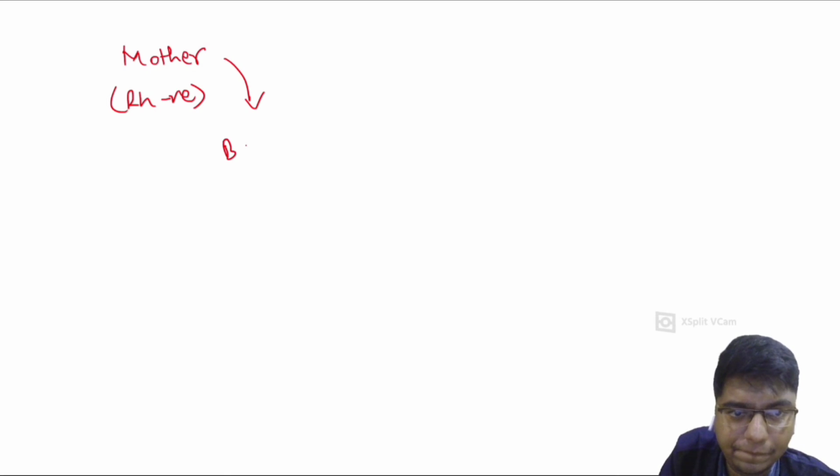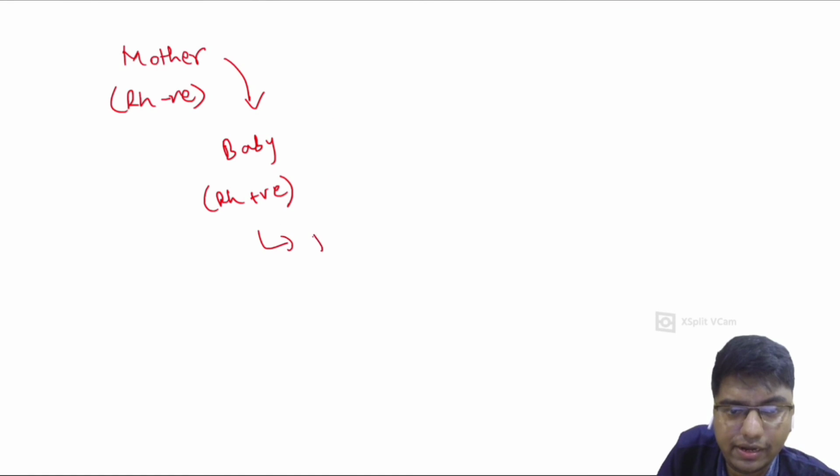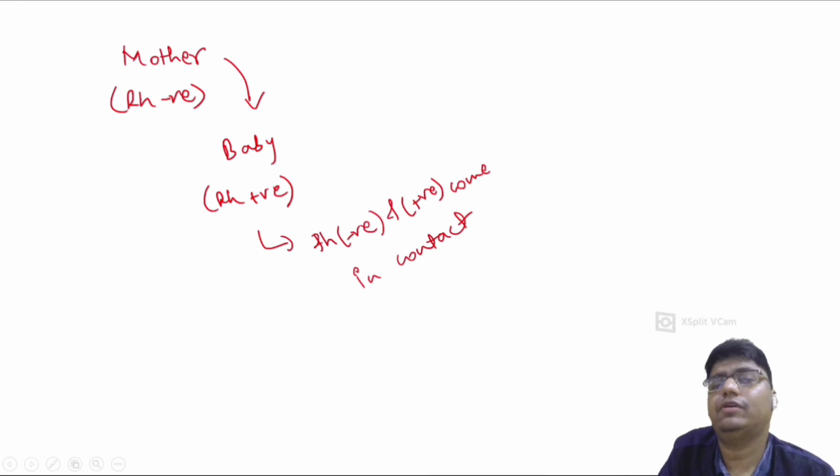To summarize, see, this is the mother. Mother is Rh negative. And the mother gives birth to a baby with Rh positive. So during delivery, these blood groups come in contact. I will just write Rh negative and positive come in contact. Okay, what will happen after contact? Antibodies are produced against this.